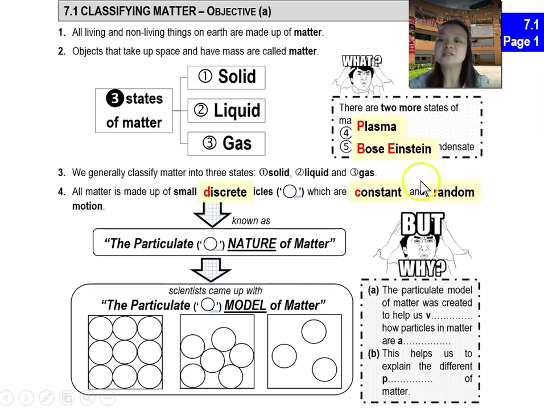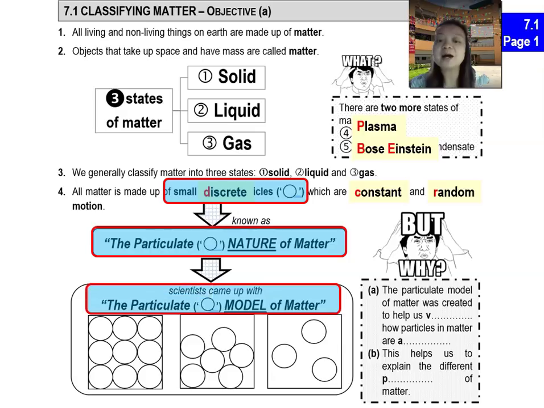So why, see Jackie Chan's asking, but why? So why models? I thought that PSLE no more already. I don't have to think about models anymore, right? So basically the models were created. Okay, why were they created?